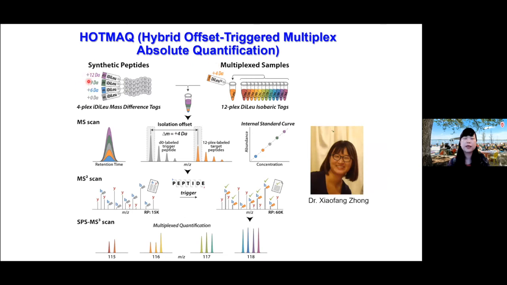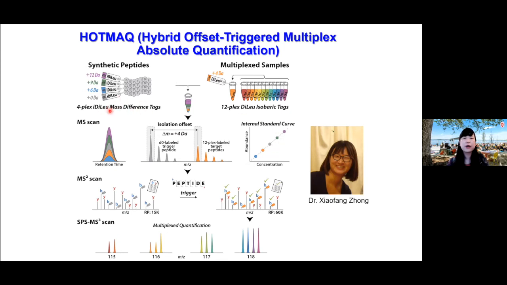So the idea is that we can use the 4 iDiLeu channels to label our target peptides with serial dilution and then spike into our 12-plex DiLeu labeled CSF samples. Because the iDiLeu and DiLeu share the same chemical structure, they will co-elute in the LC-MS profile. So this would allow us to perform this internal standard calibration curve absolute quantification.